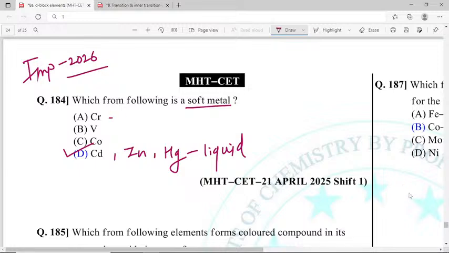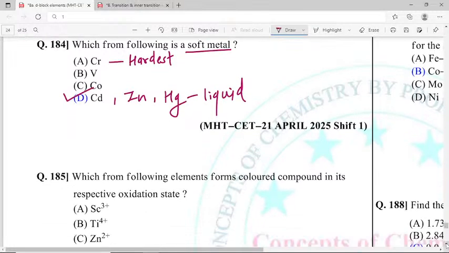Chromium is very hard. This is the hardest. Chromium is very hard, always remember.